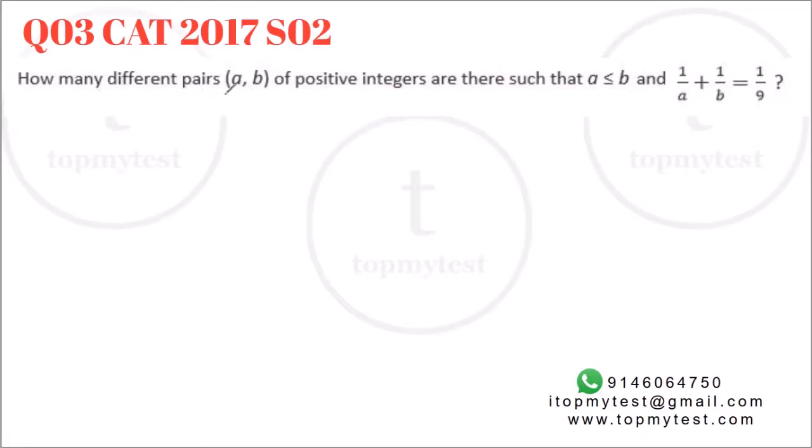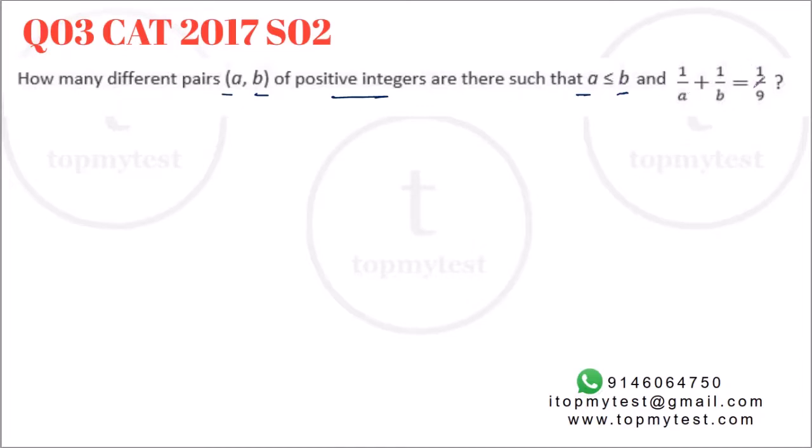It says how many pairs of a and b positive integers are there, where a has to be less than or equal to b, and 1 by a plus 1 by b is equal to 1 by 9. Now, obviously you can use certain shortcuts, but suppose you don't want to use any of the shortcuts, because you cannot directly use most of them. Even if you do, you will not save a lot of time. We'll see how.